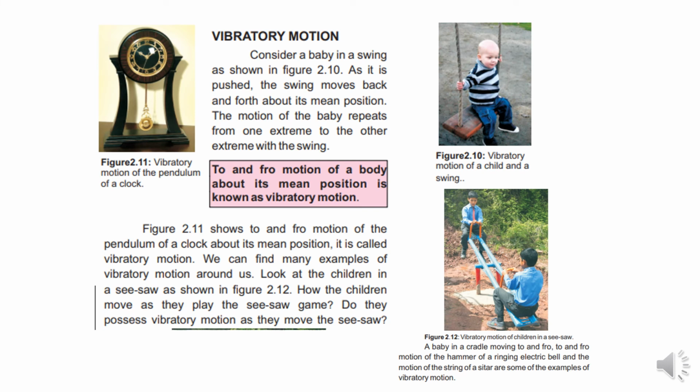Vibratory motion. Consider a baby in a swing as shown in the figure. As it is pushed, the swing moves back and forth about its mean position. The motion of the baby repeats from one extreme to the other extreme with the swing. Thus, we can define vibratory motion as the to and fro motion of a body about its mean position.